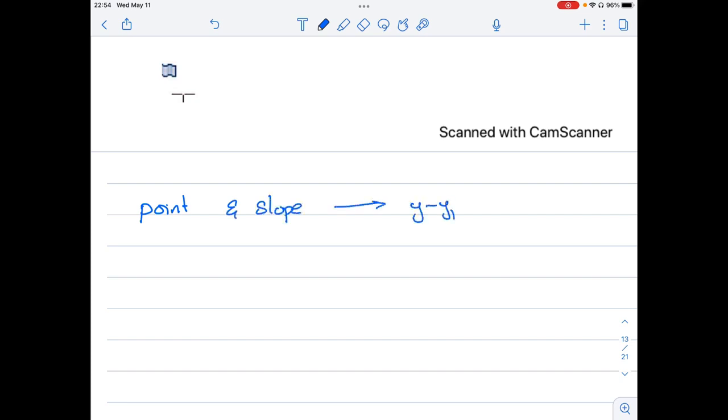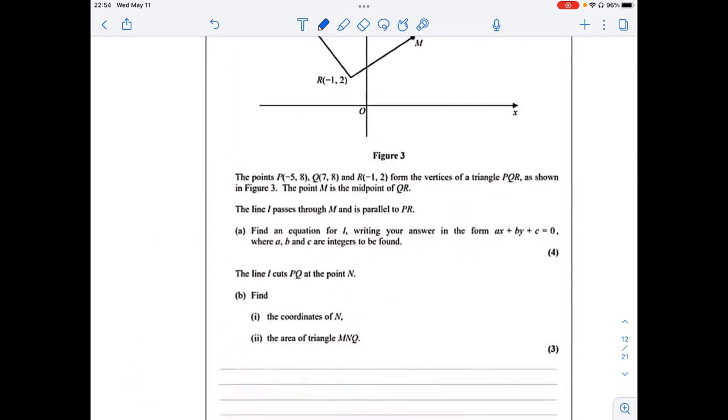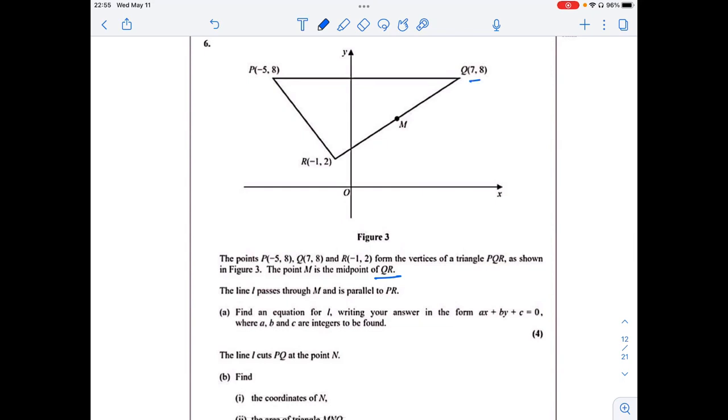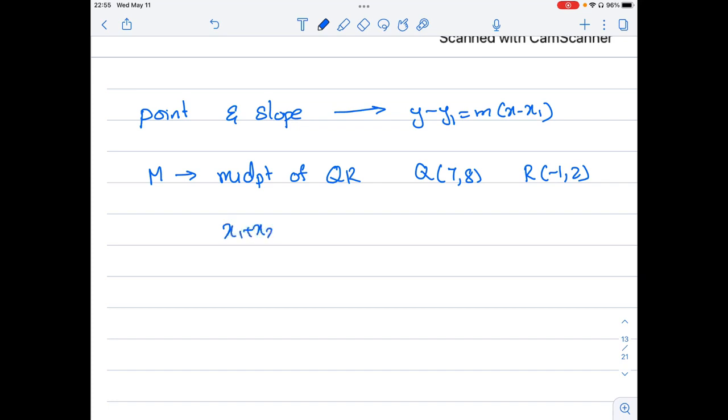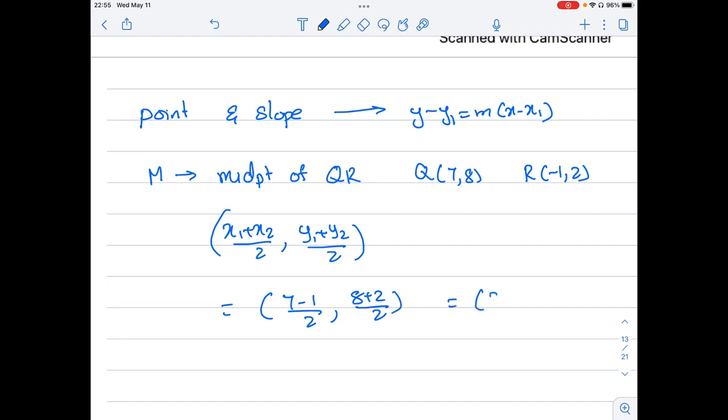Then I'll be using y minus y1 equals m times x minus x1. Now it is passing through M. What is M? It is the midpoint of QR. Q is 7, 8, R is minus 1, 2. So the midpoint formula is (x1 plus x2) upon 2, (y1 plus y2) upon 2. So that becomes 7 minus 1 upon 2, 8 plus 2 upon 2. So the midpoint is 3, 5.